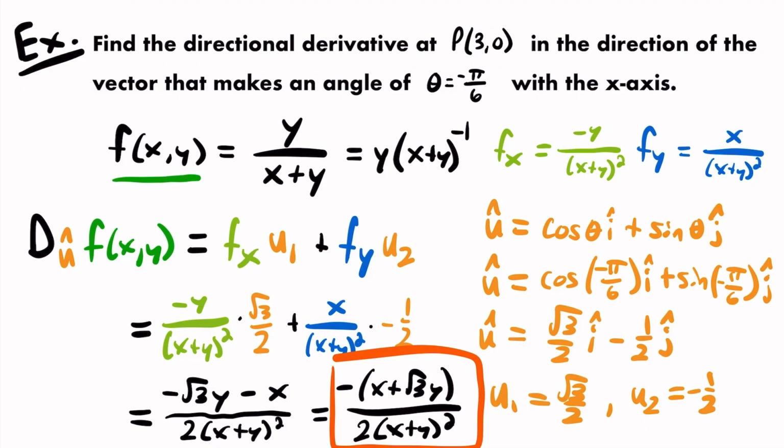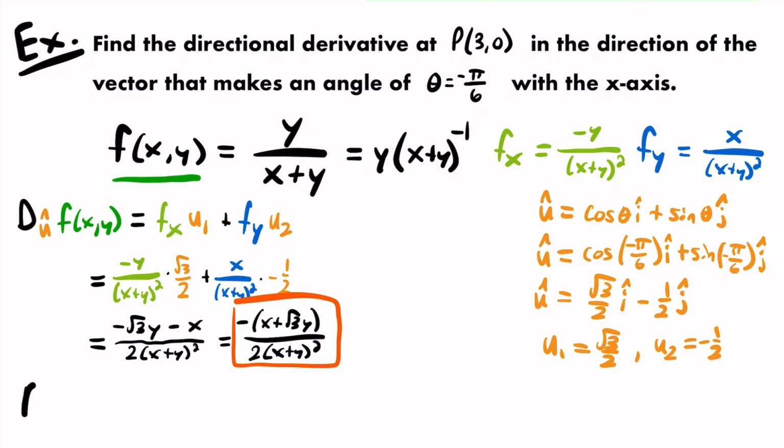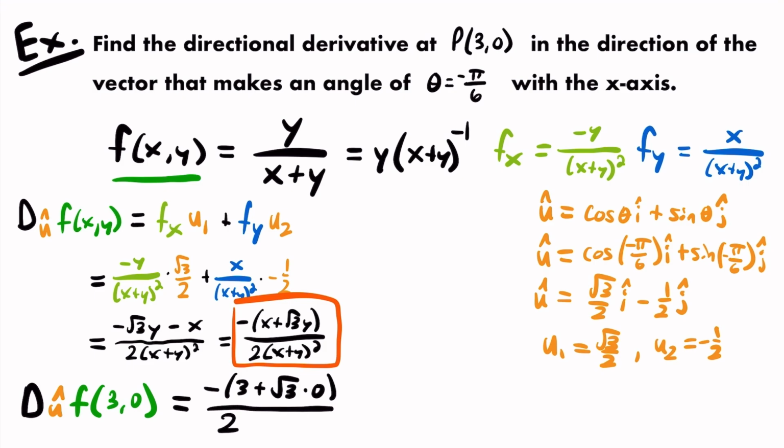But remember that we do want to find a specific directional derivative here at the point (3, 0). So let's plug in 3 and 0 for x and y. If we do that, we will get that the derivative in the direction of u for f of (3, 0) is equal to negative 3 plus the square root of 3 times 0, divided by 2 times (3 + 0) squared. All right, we plugged in 3 for each of those x's and 0 for each of those y's.